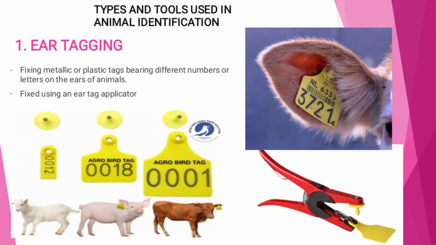So as we look at the types and tools used in animal identification, we will also be able to tell if it is a temporary or permanent method. So we start with the first one, which is ear tagging. Ear tagging is fixing metallic or plastic tags bearing different numbers or letters on the ears of animals. And we use an ear tag applicator to put the tags in the ears of the animal, as you can see in those pictures.